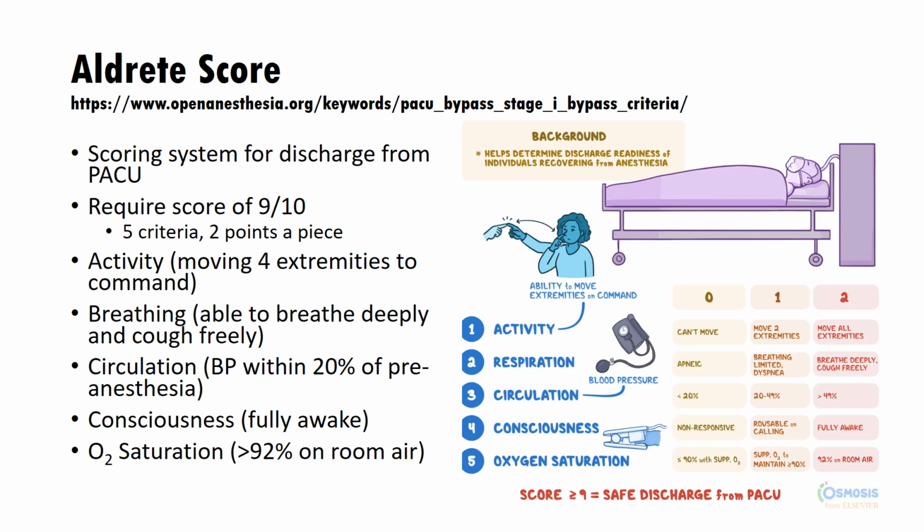Consciousness, so if a patient is subjectively fully awake, they get 2 points, and then O2 saturation greater than 92% on room air gets your full points for that. In order to be discharged, you require a score of 9 out of 10. Whether we know that we're doing this or not, this is what we look at when discharging patients from the PACU.